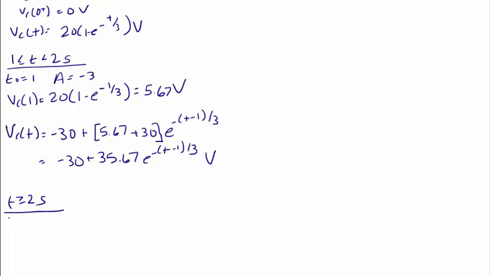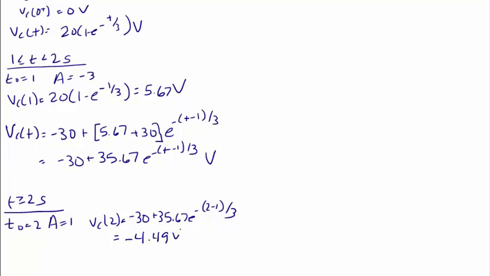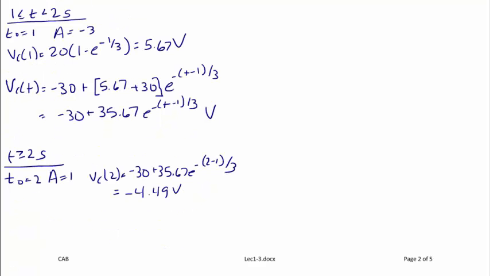So for this one, t naught is equal to 2, A is equal to 1, and VC of 2 is equal to negative 30 plus 35.67 e to the negative 2 minus 1 over 3. So VC of 2 is equal to negative 4.49 volts. And we now have all the values we need in order to write VC of t.